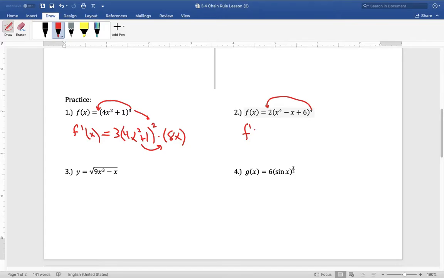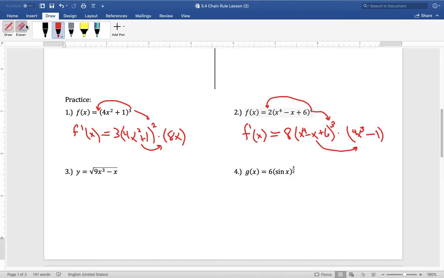So f prime of x is equal to, and we're going to have 8, and leave the inside alone, (x to the fourth minus x plus 6). We're going to subtract 1 from the exponent, and then we need to multiply by the derivative of what's inside here, which would be 4x to the third minus 1, which is the derivative of x, plus 0, of course. So this would be the final answer.